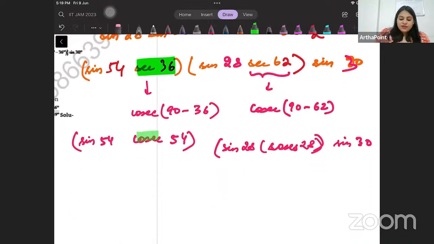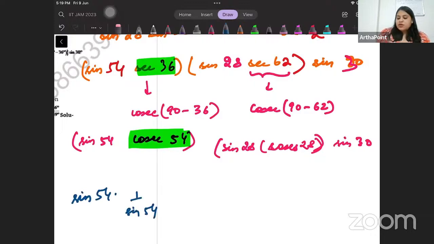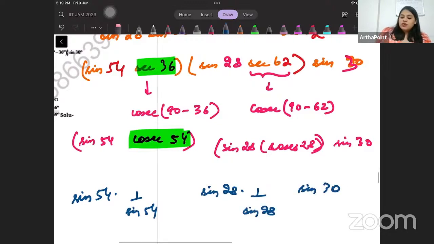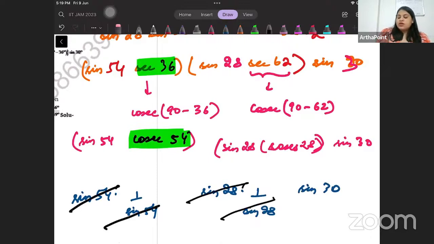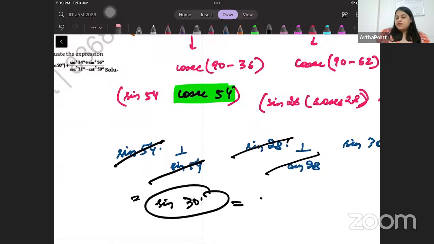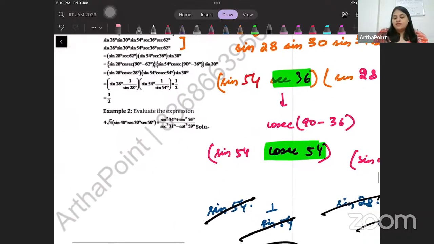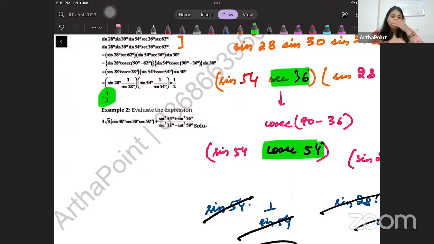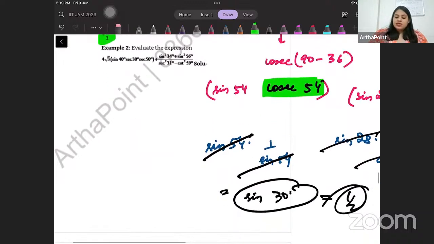Beta, cosec 54 will be 1 by sine 54. So this will be sine 54 into 1 by sine 54, and this will be sine 28 into 1 by sine 28, and this will be sine 30. So this will cancel out, cancel out, and you will only be left with sine 30. That will be half. That is the answer to this question. Usually you get such kind of questions in exam. Okay, now let us go to the next part.